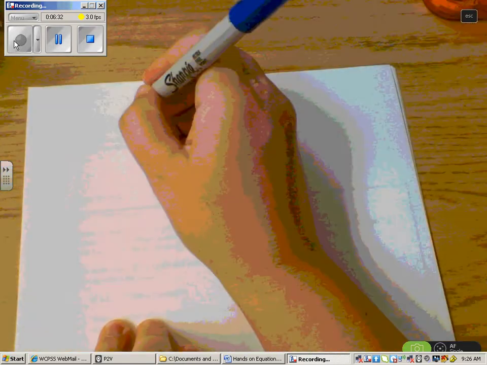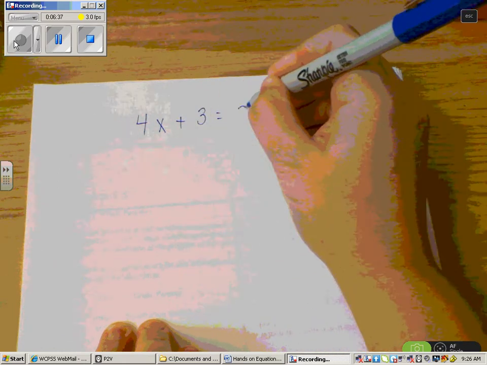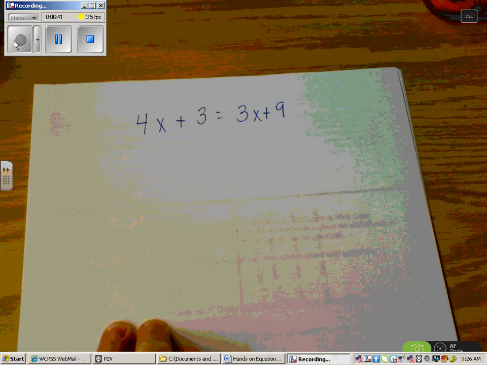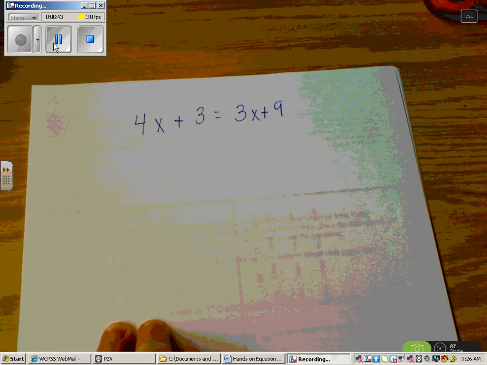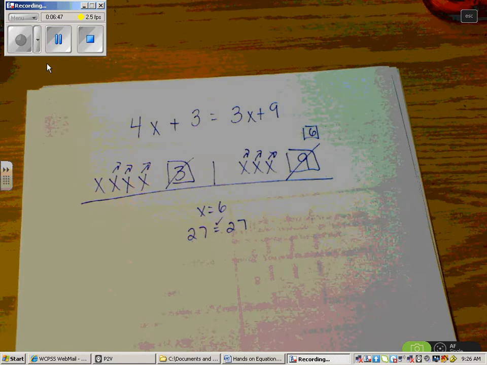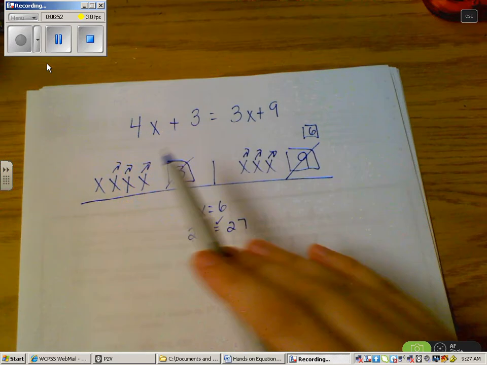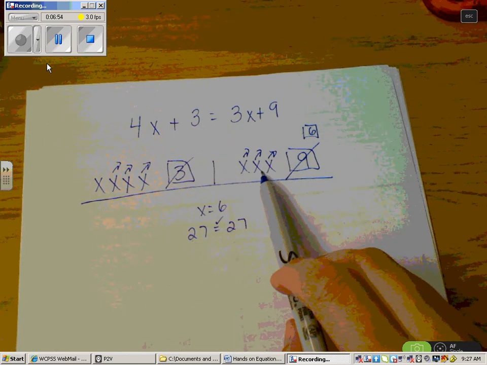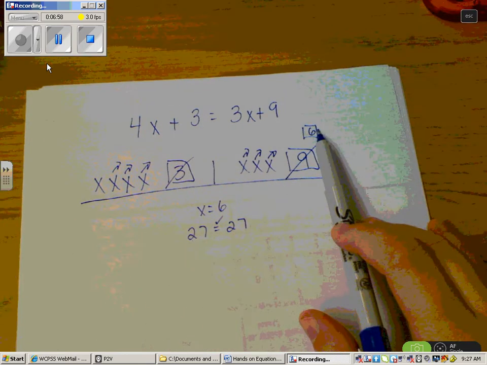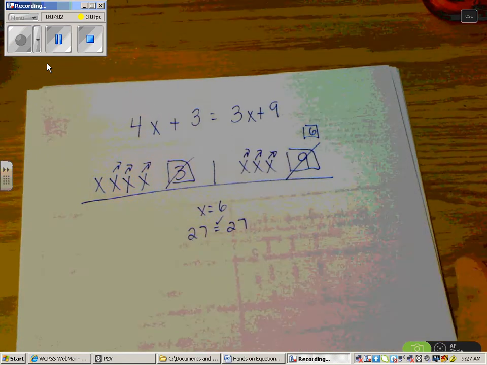So you have 4x plus 3 equals 3x plus 9. Pause the video and solve it from the beginning to the end. Okay, here is the answer you should get. I built it. I showed my legal moves. Took away 3 variables from both sides. Took away 3 from this side. Took away 3 from this side. Was left with 6. So x equals 6, and your check should be 27 equals 27.